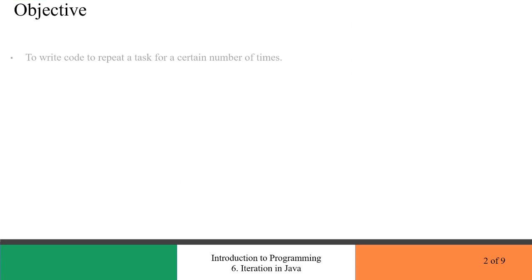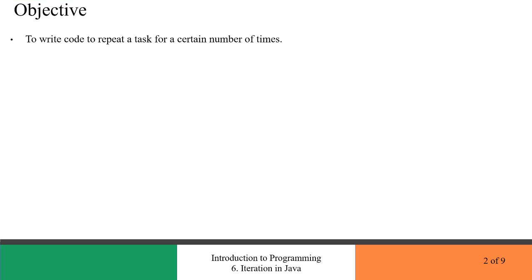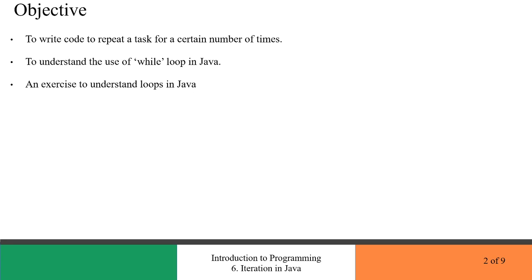The objective of this lesson is to understand how to write code that repeats a certain task for a certain number of times. For such repetitive requirements, Java provides what are called loops. There are three types of loops that Java provides. In this lesson, we will take an example of one such loop, namely the while loop in Java, and try to understand how it works. At the end of this lesson, we will also have an exercise that will help us understand loops better. Let us get started.